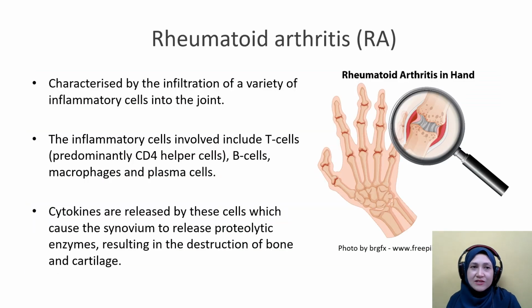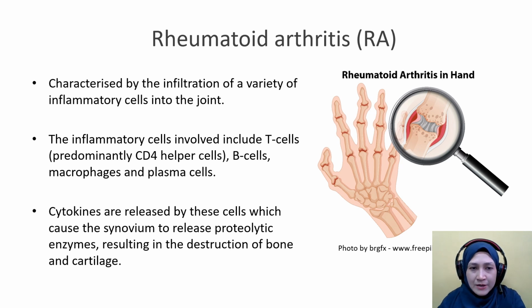So rheumatoid arthritis can occur because of the release of inflammatory mediators inside our body, and it will attack the joints of the hands. So it can cause swelling or pain in that affected area, and normally it will start with the hands.